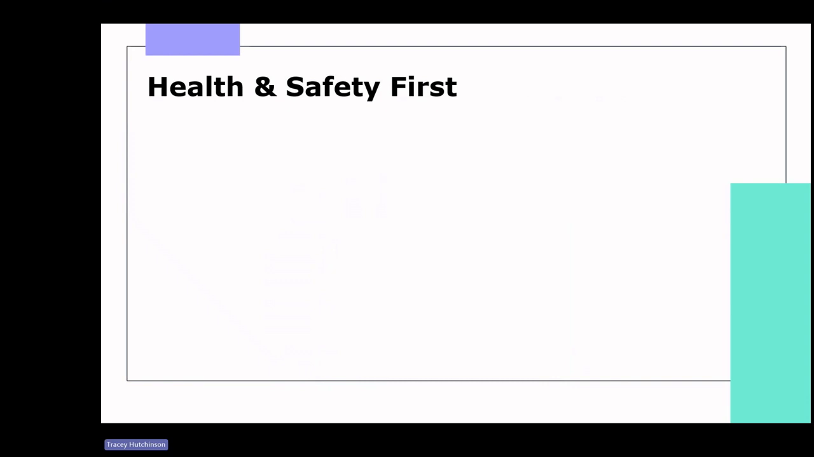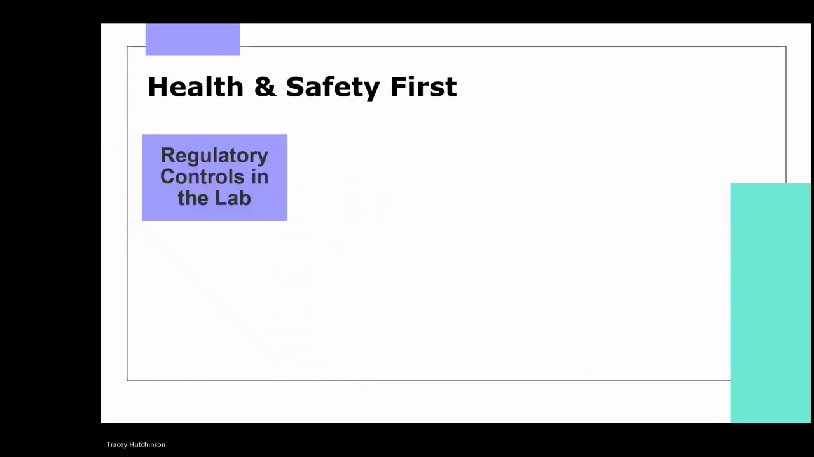As we step into the lab, where precision meets discovery, it's crucial to underscore the paramount importance of health and safety. Let's narrow our focus to the unique considerations within the laboratory setting. In the lab, strict adherence to regulatory controls is vital. This encompasses selecting the right personal protective equipment, or PPE, maintaining high health and safety standards, undergoing specific training, ensuring proper waste disposal, and meticulously following controls specified within SOPs.